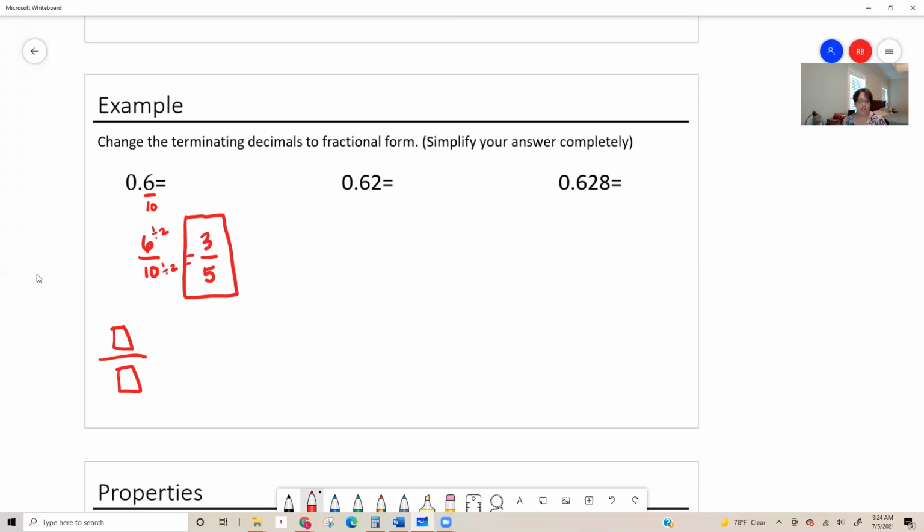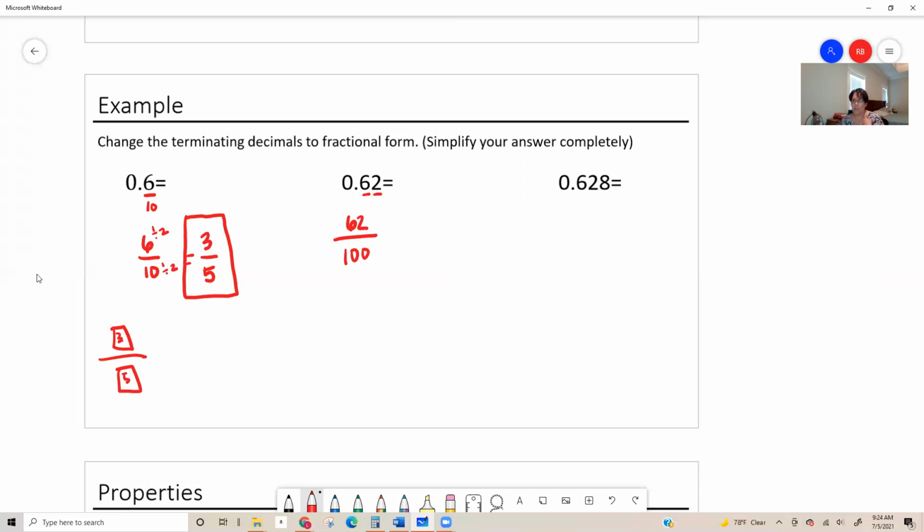And then you can just click in that top box and put in a 3, and then click in the bottom box and put in a 5. All right, so 2 decimal places is the 100ths place. So this is actually 62 over 100.